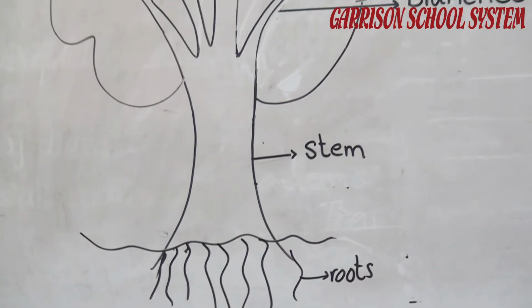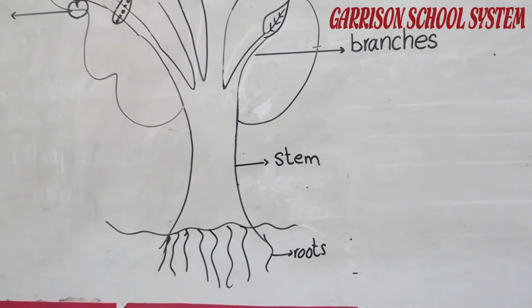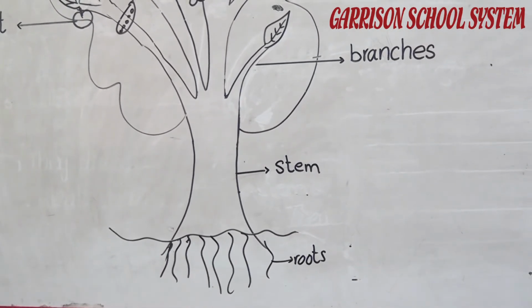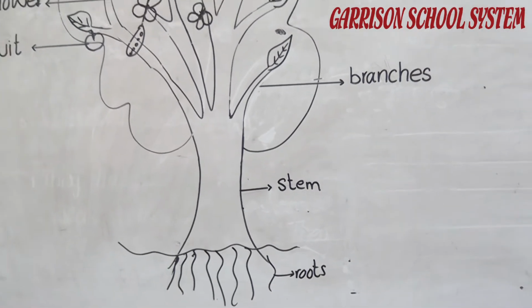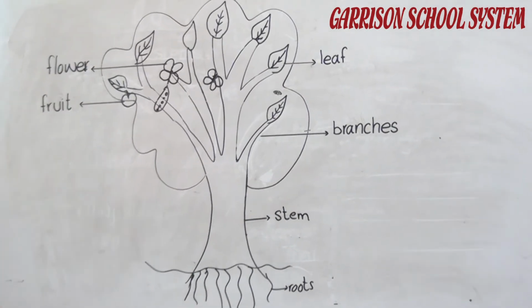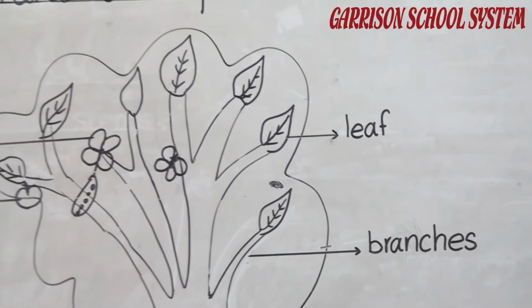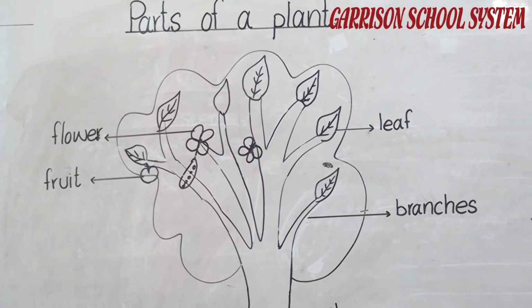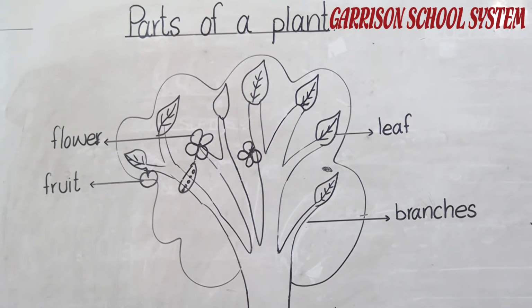The next are branches. Where the stem has finished, the branches start. Branches bear the different parts of the plant like leaf, flower and fruit. Leaf. What is the purpose of the leaf? You know that the color of the leaf is always green. It makes food for the plant. It contains substances which help the plant to make its food. Plants can make their food on their own.